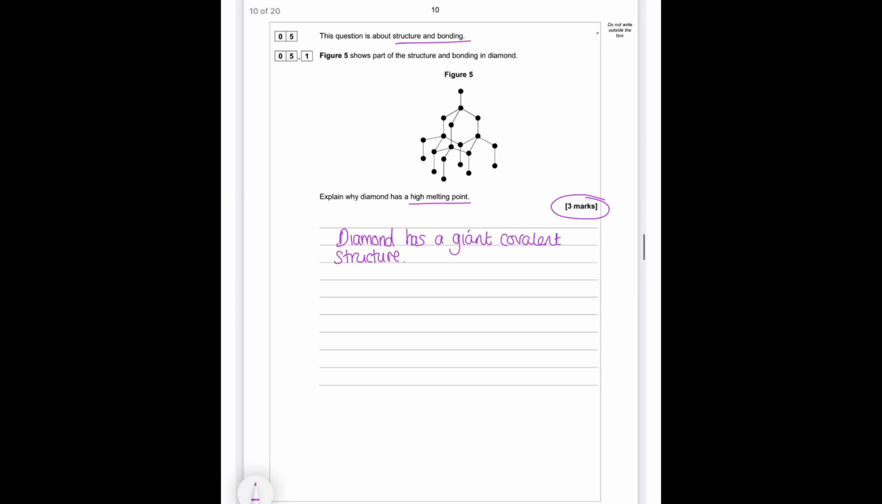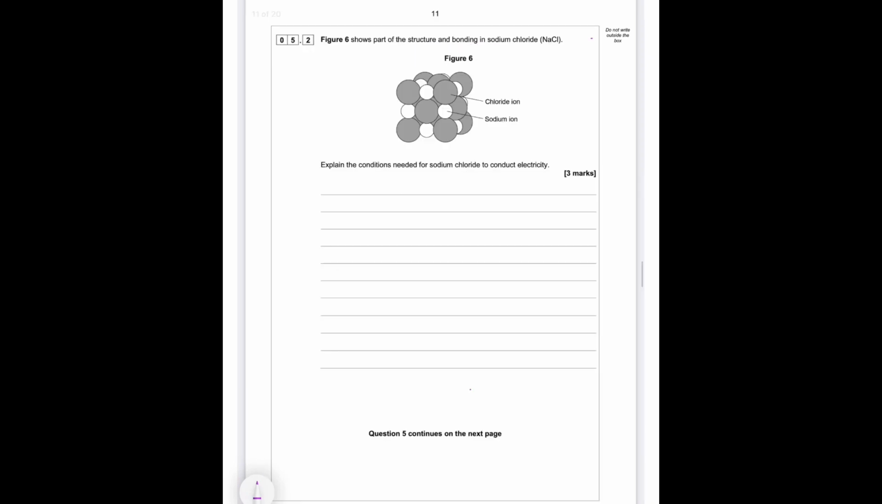And this means there are lots of strong covalent bonds. And if it has lots of strong covalent bonds, then lots of energy is needed to break them. And that's why it has such a high melting point.